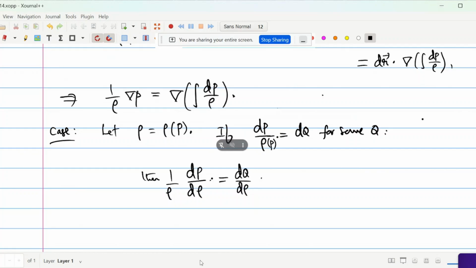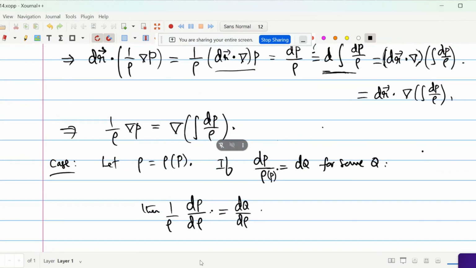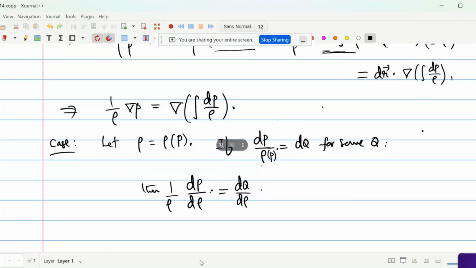Sir, is Q heat energy? No, it's just some function I'm saying. Okay, sir. Just like in mathematics, if it is a total differential, this is dP by rho. I'm writing it like a total differential for some function, which I'm calling q.